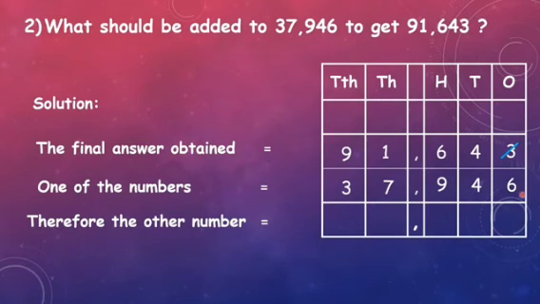Since 3 is less than 6, you cannot subtract it directly. So we'll have to borrow 1. So this becomes 13. 13 minus 6 is 7. Next is 4. 4, since I have borrowed 1, becomes 3. Again, I'll have to borrow 1 from the hundreds place because 3 is less than 4. So 13 minus 4 is 9. Here, since I borrowed 1, this becomes 5. 5 is less than 9. So I borrow 1 again, make it 15. 15 minus 9 is 6.